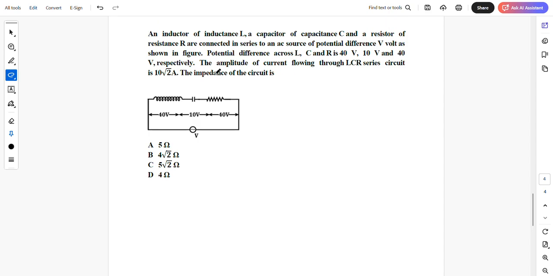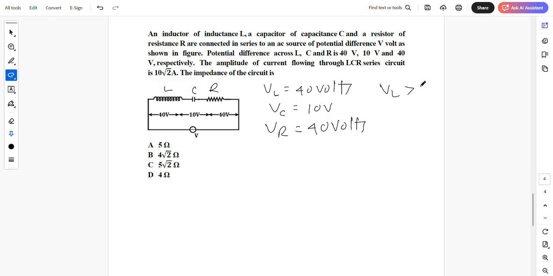And this is the last sum for today's class. They have given an LCR circuit. How much is VL? VL is equal to 40 volts, they have given. How much is VC? VC is equal to 10 volts. And how much is VR? VR is equal to 40 volts. Which is greater? VL is greater than VC. Calculate the net voltage.